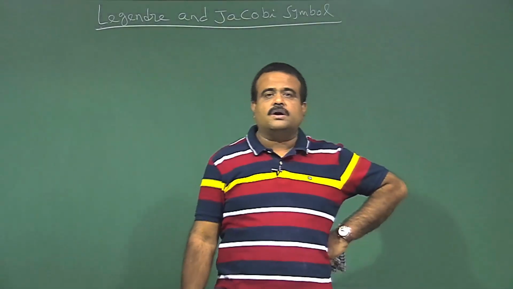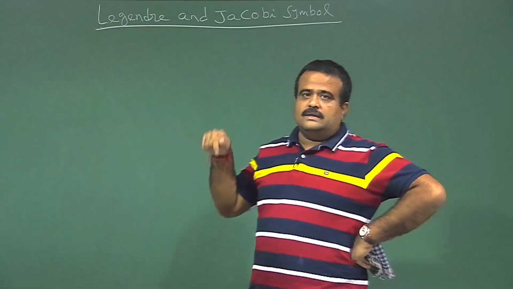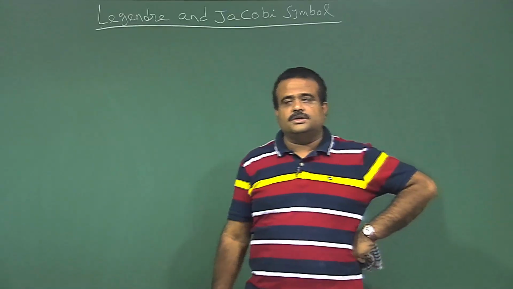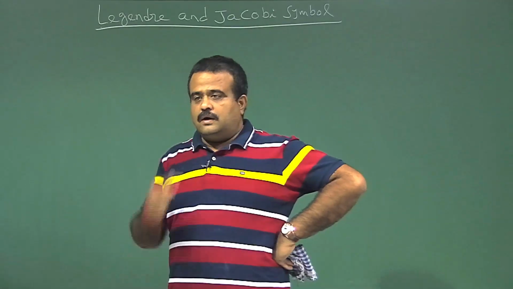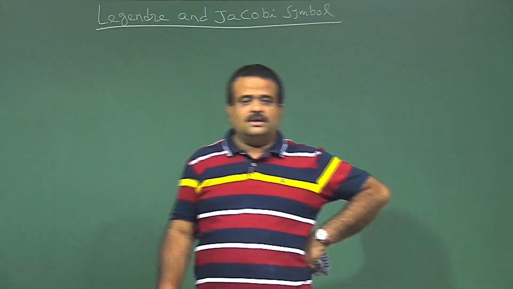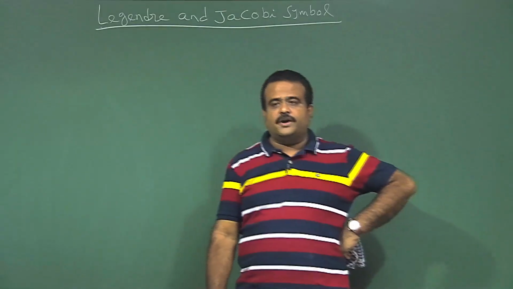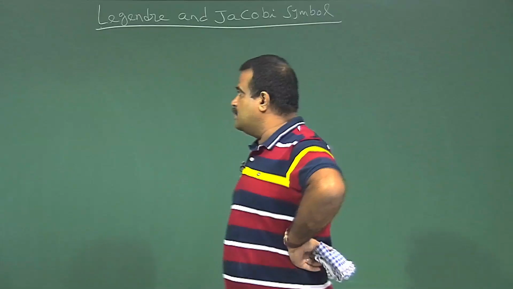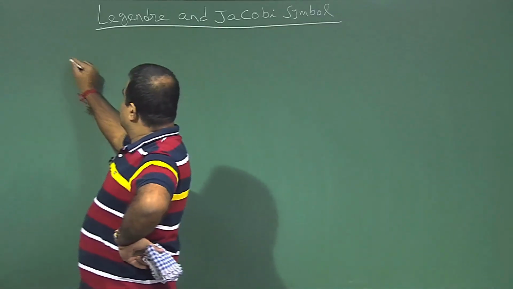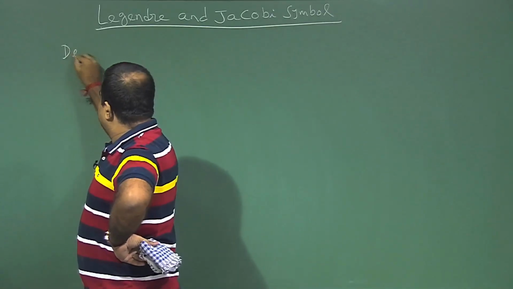Okay, so we will talk about the Legendre and Jacobi symbols, which are based on what we have seen, the quadratic residue. So, let us just recap what we mean by quadratic residue. This definition you have already seen.